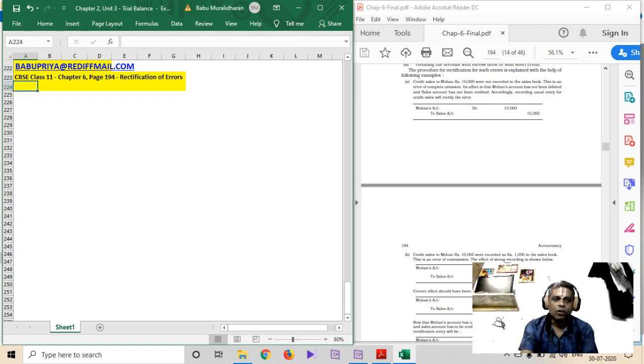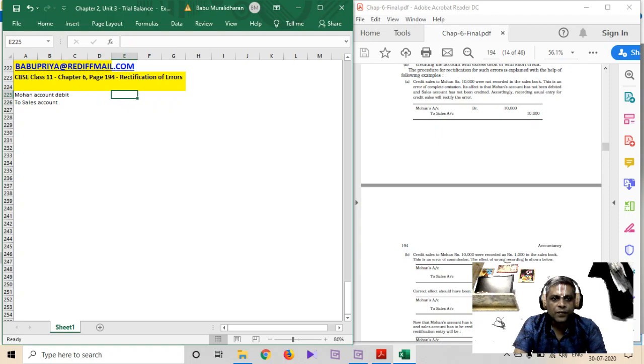Let's take the first example. I am on page 194, chapter 6, rectification of errors, trial balance and rectification of errors, from the class 11 book. Credit sales to Mohan, rupees 10,000, were not recorded in the sales book. Now this has to be accounted for. How do we account for credit sales? Sundry debtors account debit, that is, Mohan account debit to sales account. So this is a very simple entry, where we debit Mohan account and credit sales account.